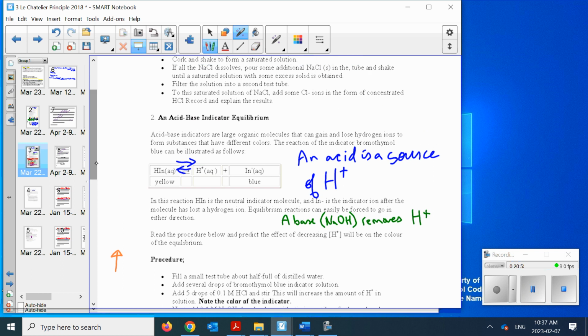I'll get to that now. So if I add H plus to this system, let's think about this, predict. If I add H plus to this, all of a sudden it has extra H plus. Which way does the reaction have to go, left or right, to get rid of the extra H plus? It has to go left. So if I add H plus, we should see something like yellow, right?